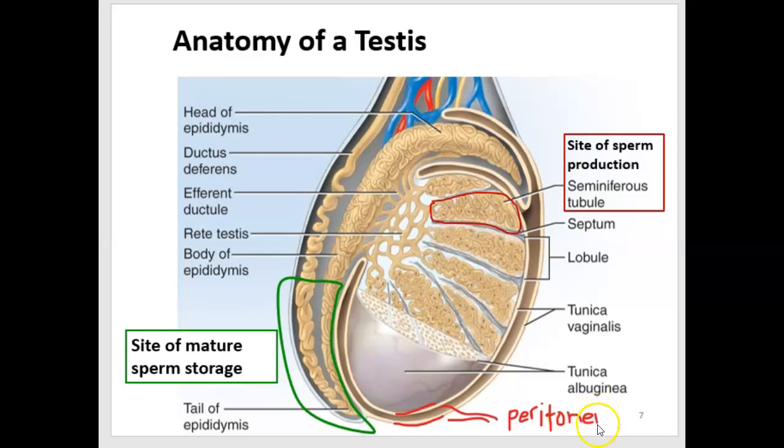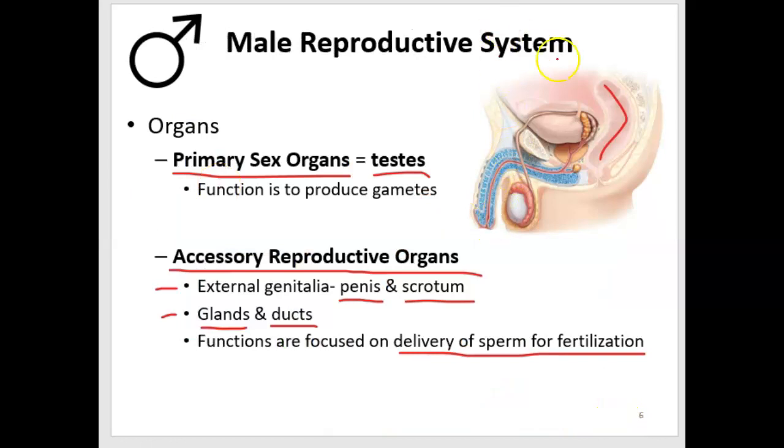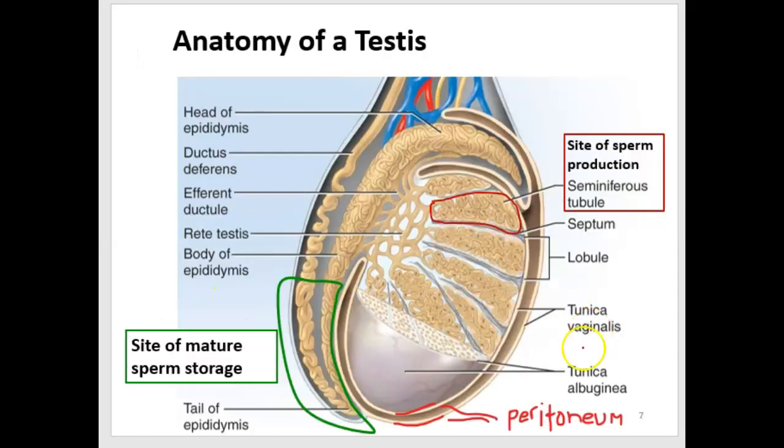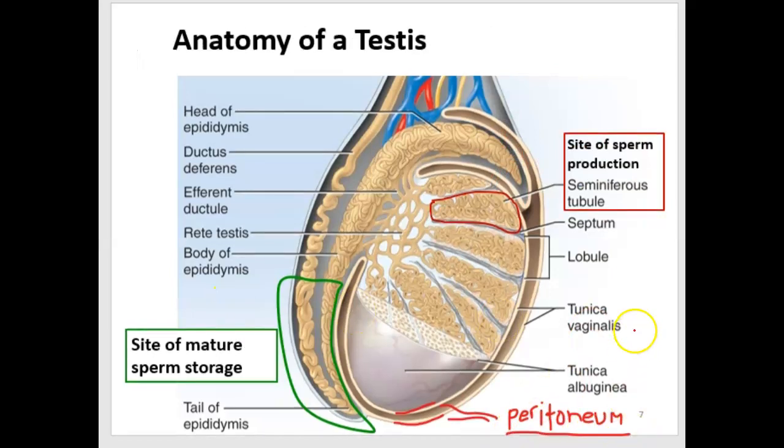And testes develop in the abdominal cavity. I'm going to go back a slide and show you where they develop roughly. They roughly develop up here. And they descend through the body wall during development, so that the testes actually pull down the peritoneum as they move outside the body. So that's how we get these two layers. And the name that's given to these two layers is tunica vaginalis.